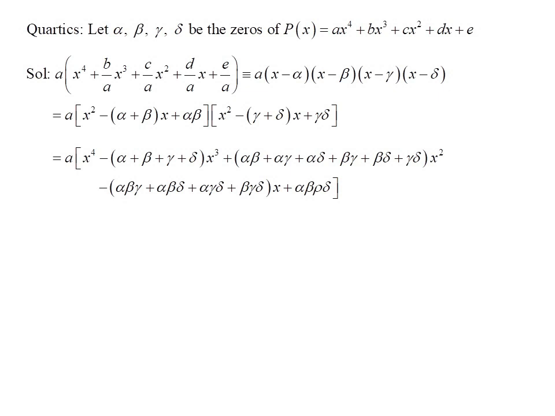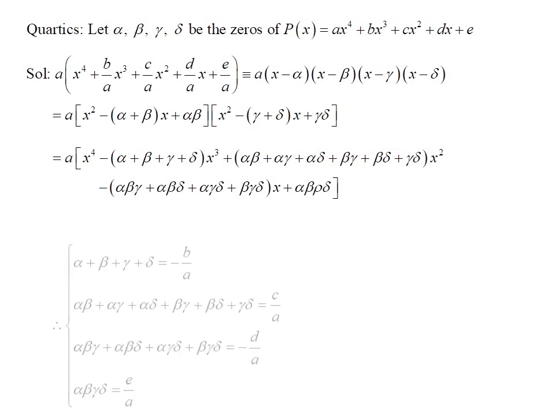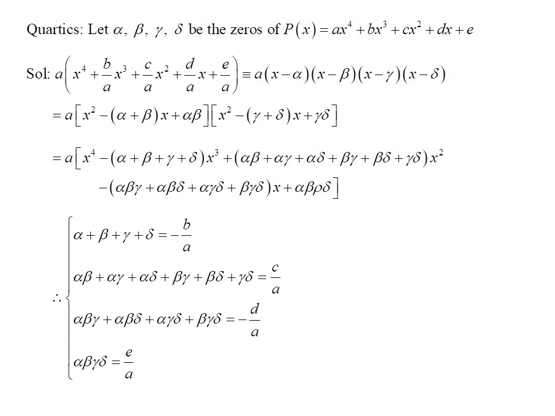After applying the coefficient equating method, we find that the sum of alpha, beta, gamma, and delta equals negative b over a. The sum of alpha beta, alpha gamma, alpha delta, beta gamma, beta delta, and gamma delta equals c over a. The sum of alpha beta gamma, alpha beta delta, alpha gamma delta, and beta gamma delta equals negative d over a. Finally, the product of alpha, beta, gamma, and delta equals e over a.